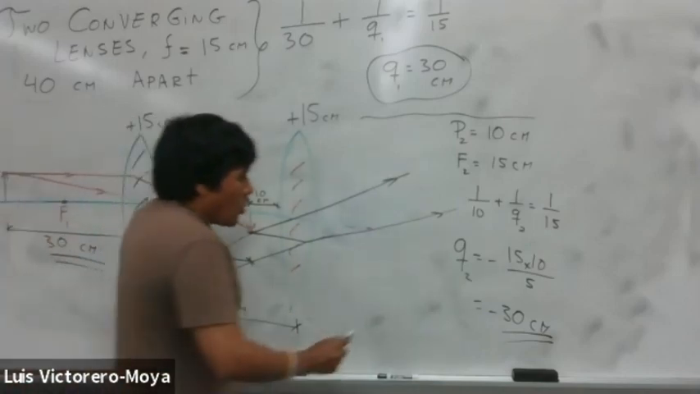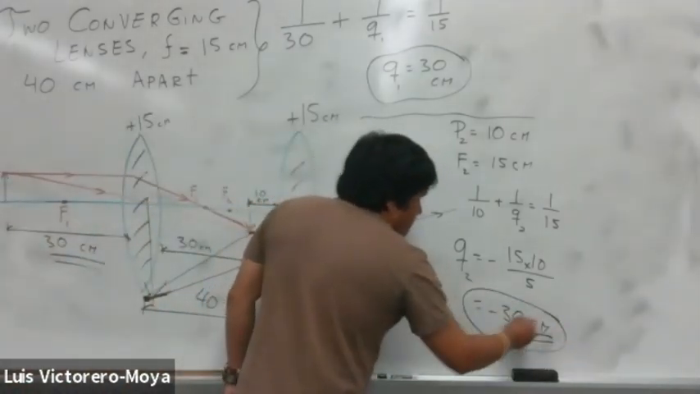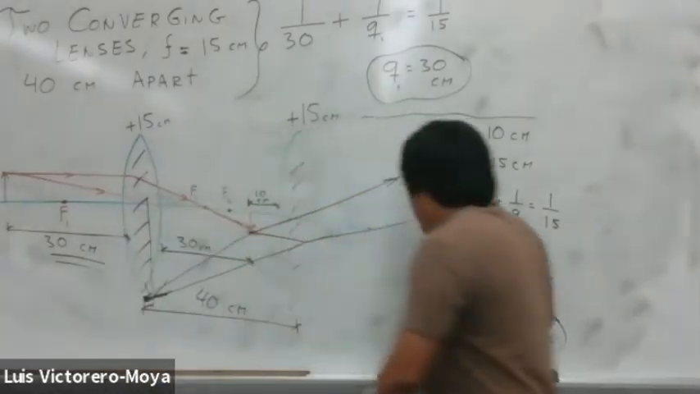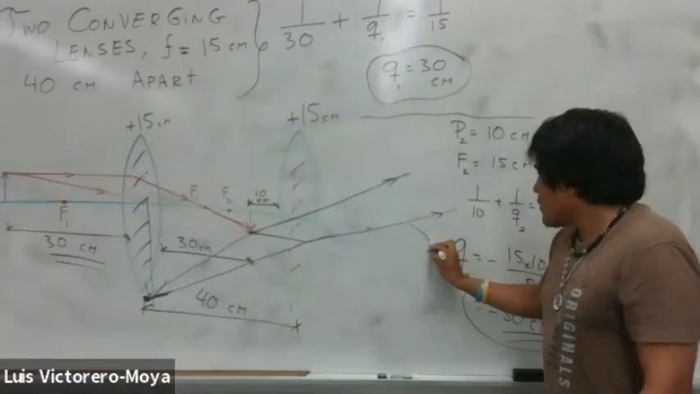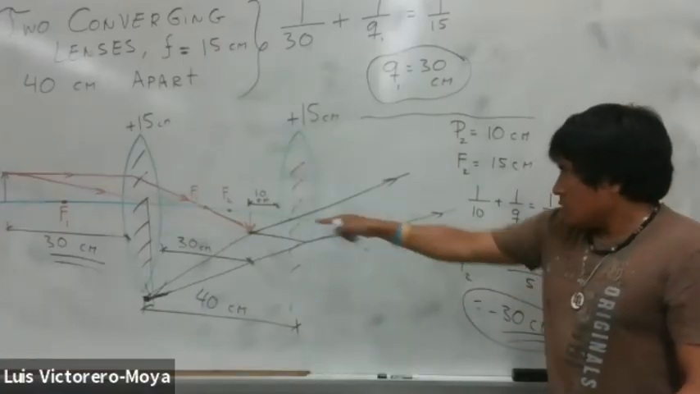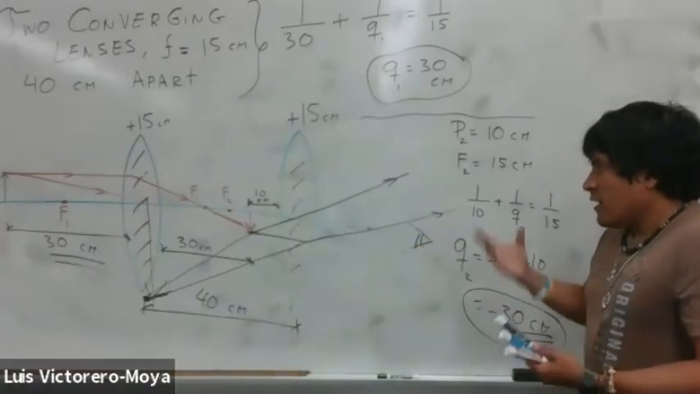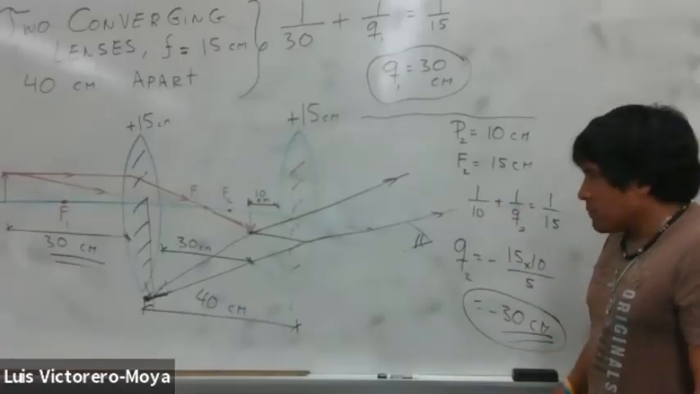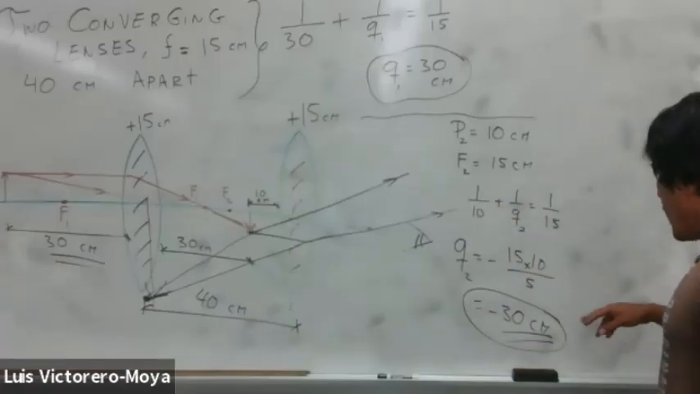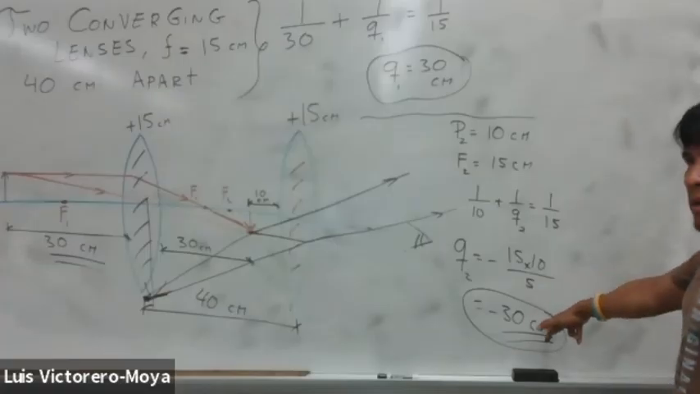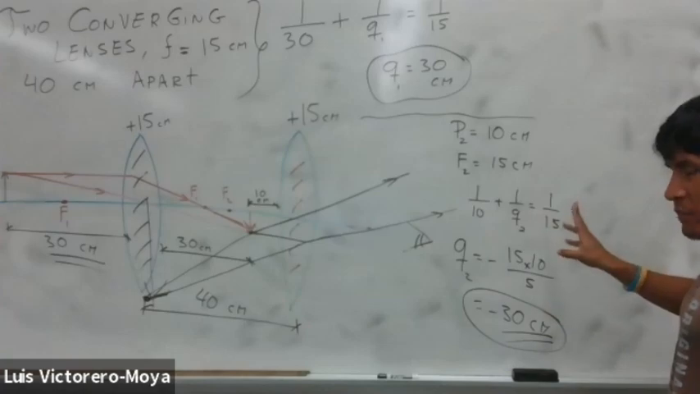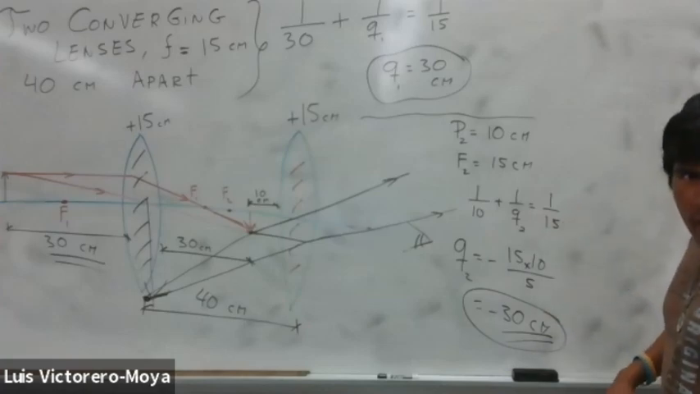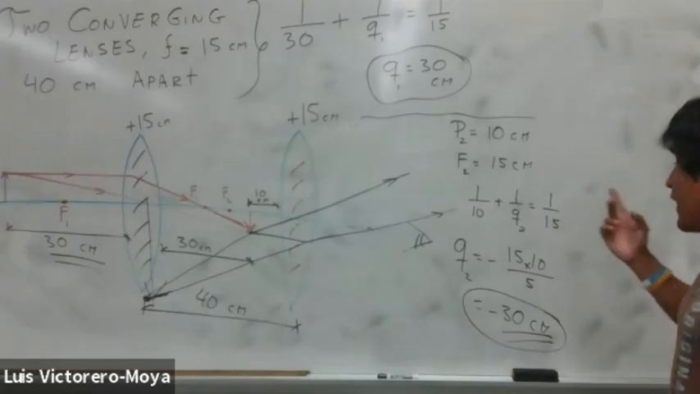All right, so it's virtual. If you were going to look at the object from this side, you would look at that image at the end. That's basically the compound microscope there. The final image is inverted and virtual, right? And then you want to know what magnification it has.